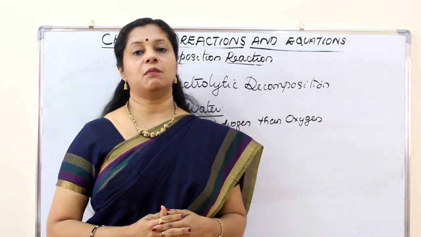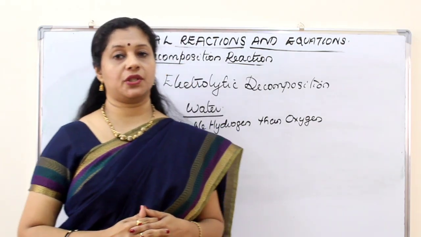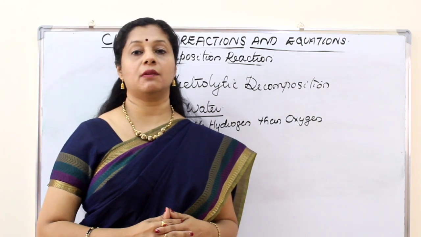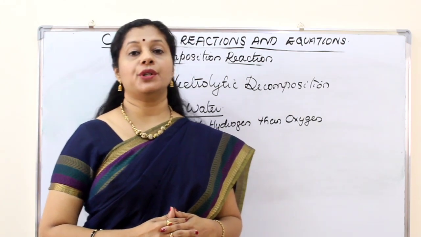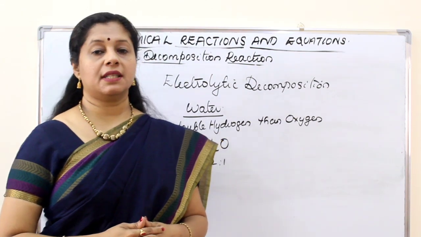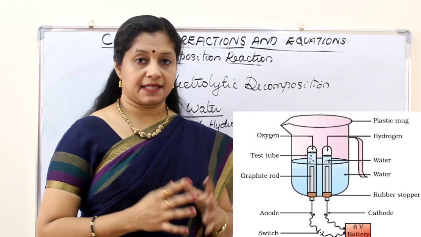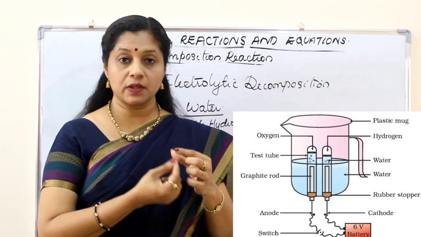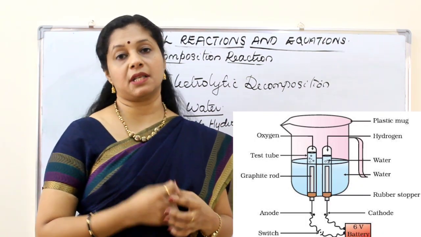Next type of decomposition is electrolytic decomposition. In electrolytic decomposition, we are using electricity to decompose a compound. Here we are going to decompose water. For this there is an activity. Take a plastic mug, drill 2 holes at the base of it. Then we can close those holes with the help of rubber stoppers.